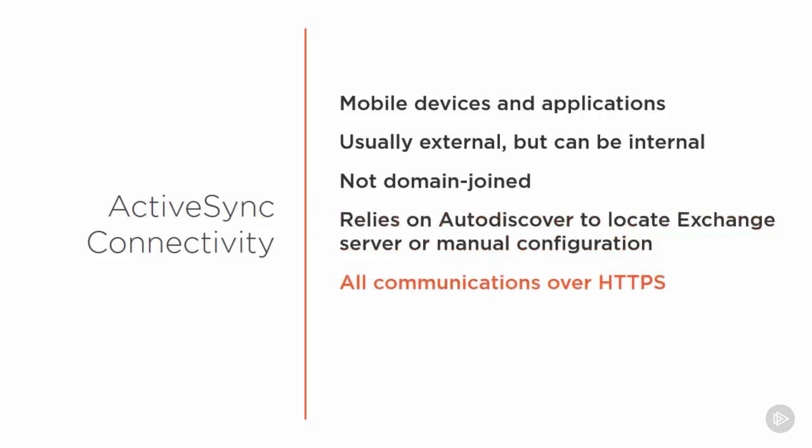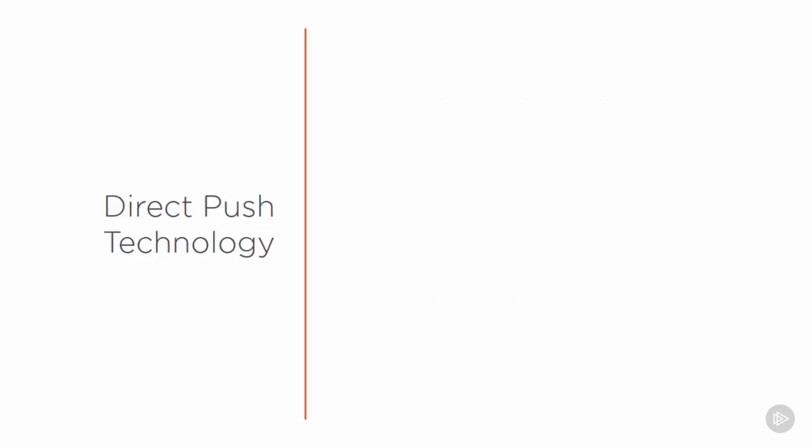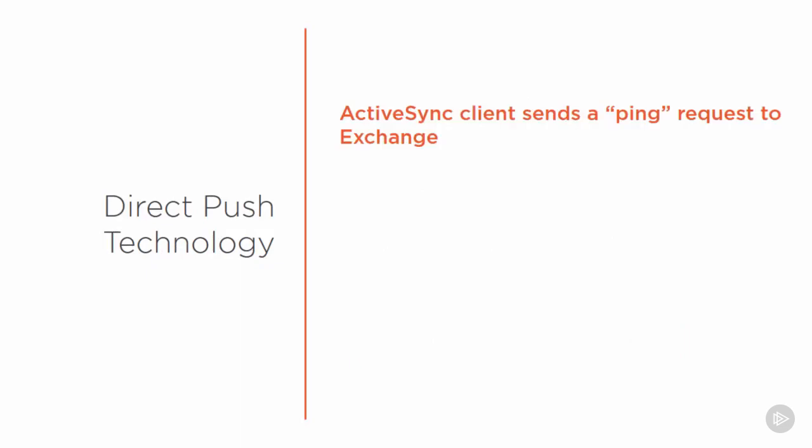All of the ActiveSync connectivity occurs over HTTPS, and it can use either direct push or just regular polling at intervals. The way that direct push technology works is that the ActiveSync client sends a ping request using the ActiveSync protocol to the Exchange server. The client then waits up to 15 minutes, sometimes as long as 30 minutes, for a response. So this is sometimes referred to as an open connection or a hanging connection.